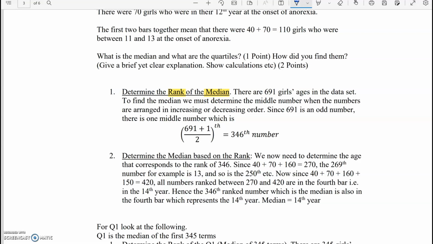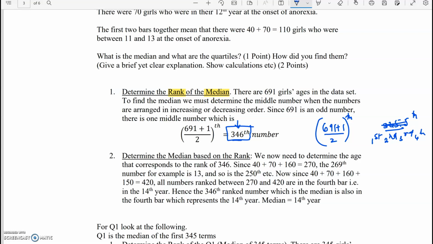And how do we get that middle number? 691 is an odd number. Add 1 to make it even, and then divide by 2. Position or rank has to be a whole number, so we add 1 and then divide by 2. That becomes the 346th number. If you say it's the 345.5th number, it doesn't make sense, because position or rank is counted in whole numbers: the first, the second, the third, the fourth, and so on. That's why we add 1 and divide by 2 to locate the middle number. The middle number is the 346th number.